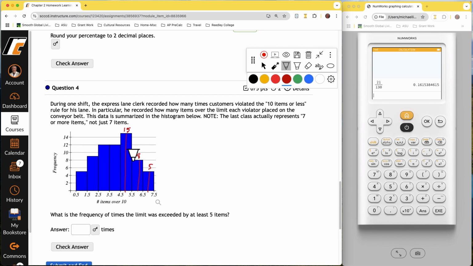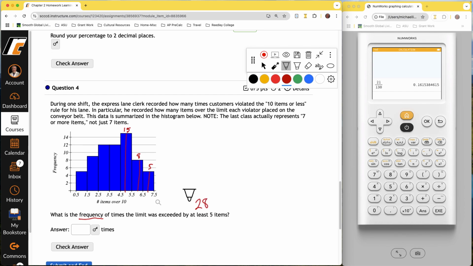What is the frequency? Oh, no, we don't have to do a relative frequency, just the frequency. Frequency of times the limit was exceeded by at least 5. So we just add these 3 together. 15 and 5 is 20 plus 8, so 28 times.